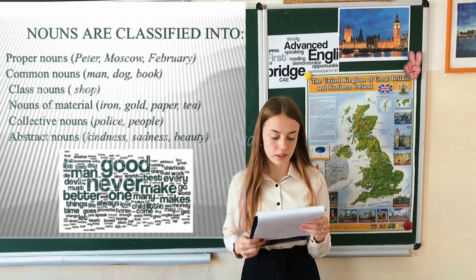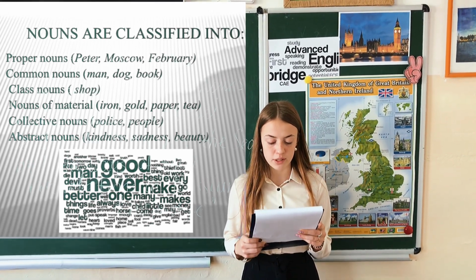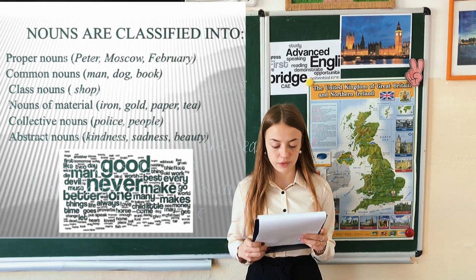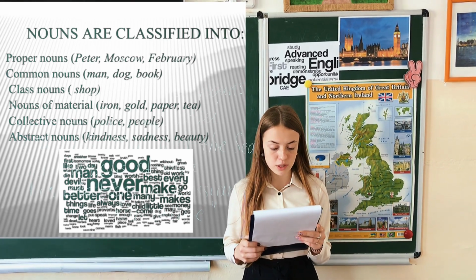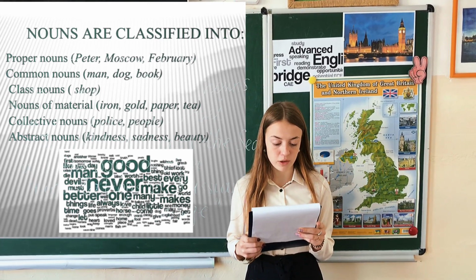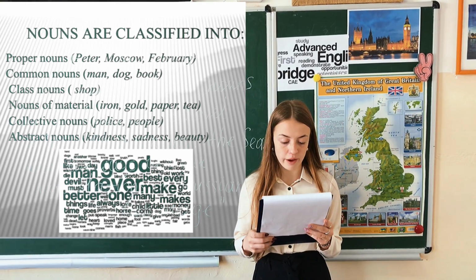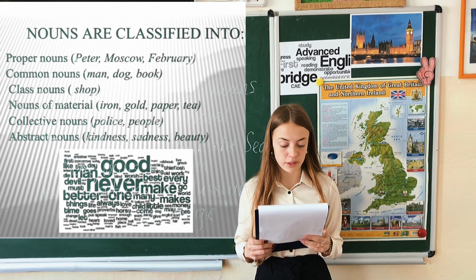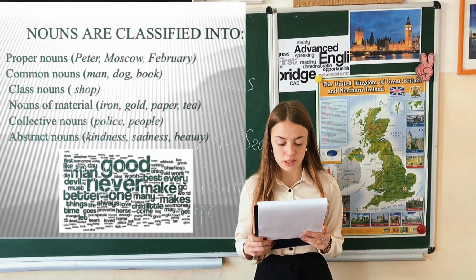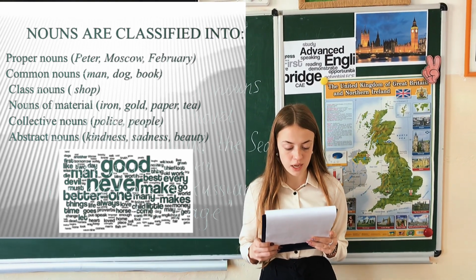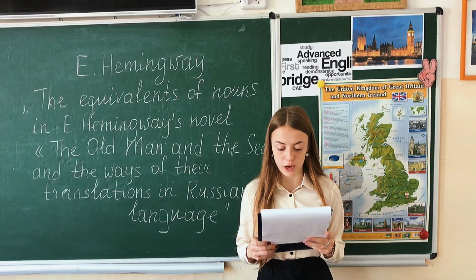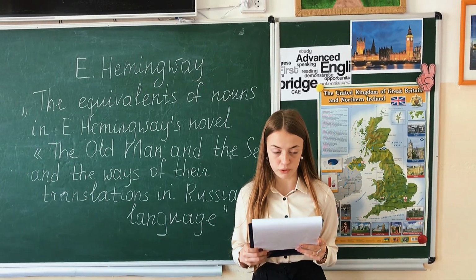According to their categorical semantics, nouns are classified into proper nouns: Peter, Moscow; common nouns: man, dog, book; class nouns and shop; nouns of material: iron; collective nouns: police; abstract nouns: kindness, sadness. So after a summary review of a noun, I would like to tell you about my research work.